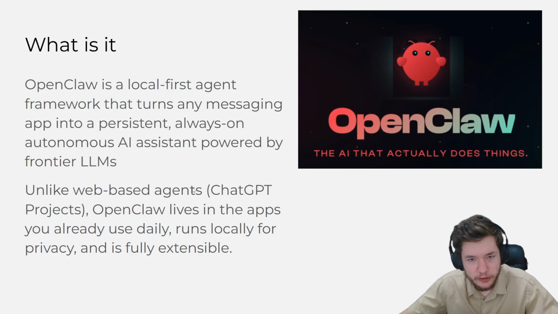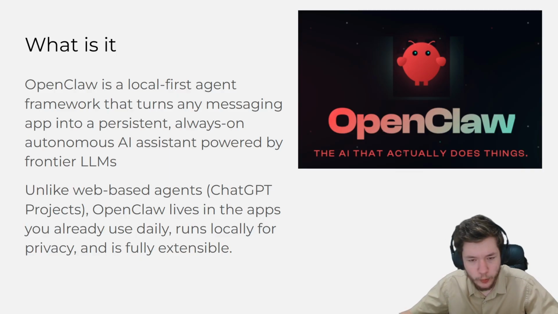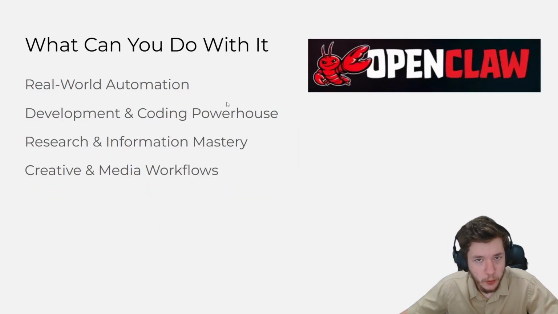And unlike web-based agents like ChatGPT and Anthropic Artifacts, things like that, and Google LM, OpenClaw lives in the apps you already use daily, so you don't have to open another app to use it, and it runs locally for privacy, and is fully extensible. So if you want to install skills or anything like that, you can tell it itself to install the skills. You can tell it to extend its knowledge and everything, and what you can do with it.